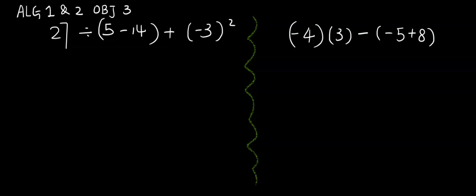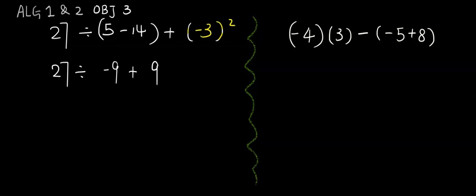Algebra 1 and 2, Objective 3. We're going to evaluate the expression, not algebraic expression, because we talked about the difference between algebraic expression and just expression. Still, we're going to use order of operation. Copy down the first one, 27 divided by, we're going to take care of what is 5 minus 14 in this parenthesis, which is negative 9. Plus, what is negative 3 squared? You should have positive 9 because it's squared.